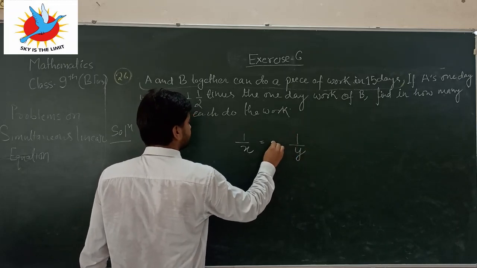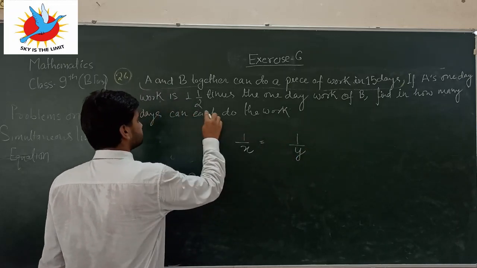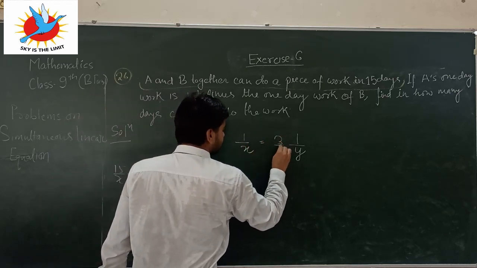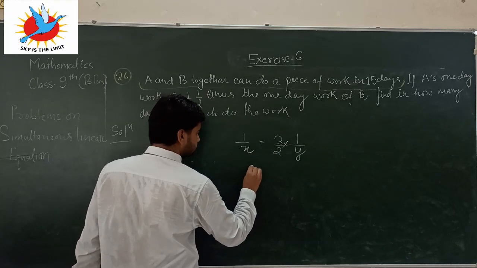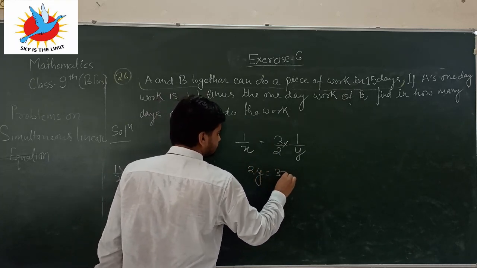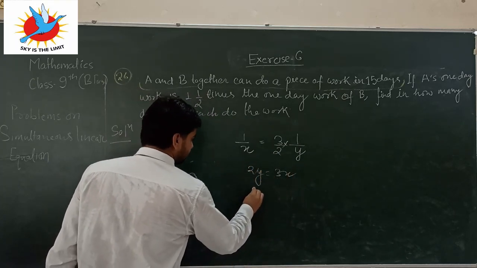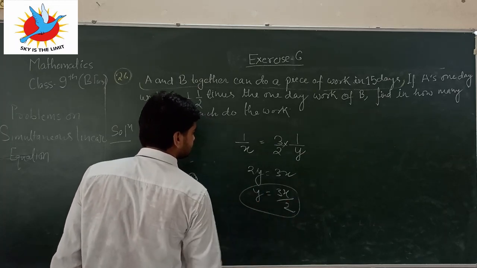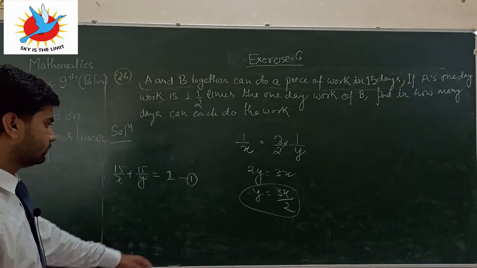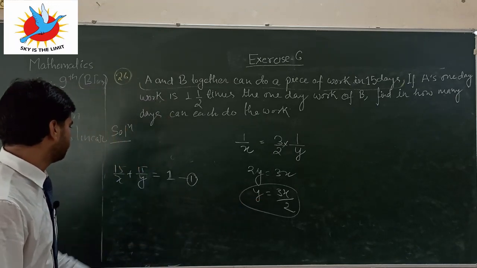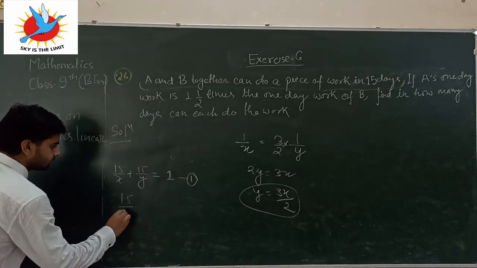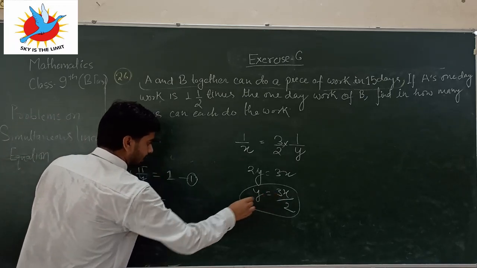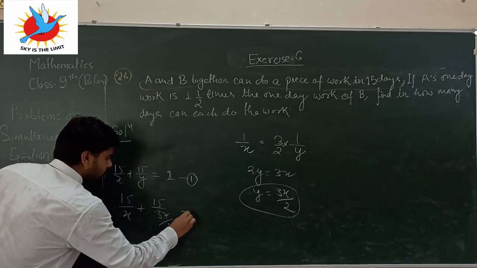So we are going to multiply this with the factor 2 into 1 plus 1, that means 3 by 2. So this will give 2y equal to 3x, or we can write y as 3x by 2. Now put this value of y in equation 1. We will get 15 by x plus 15 by y, and in place of y I am going to write 3x by 2, equal to 1.